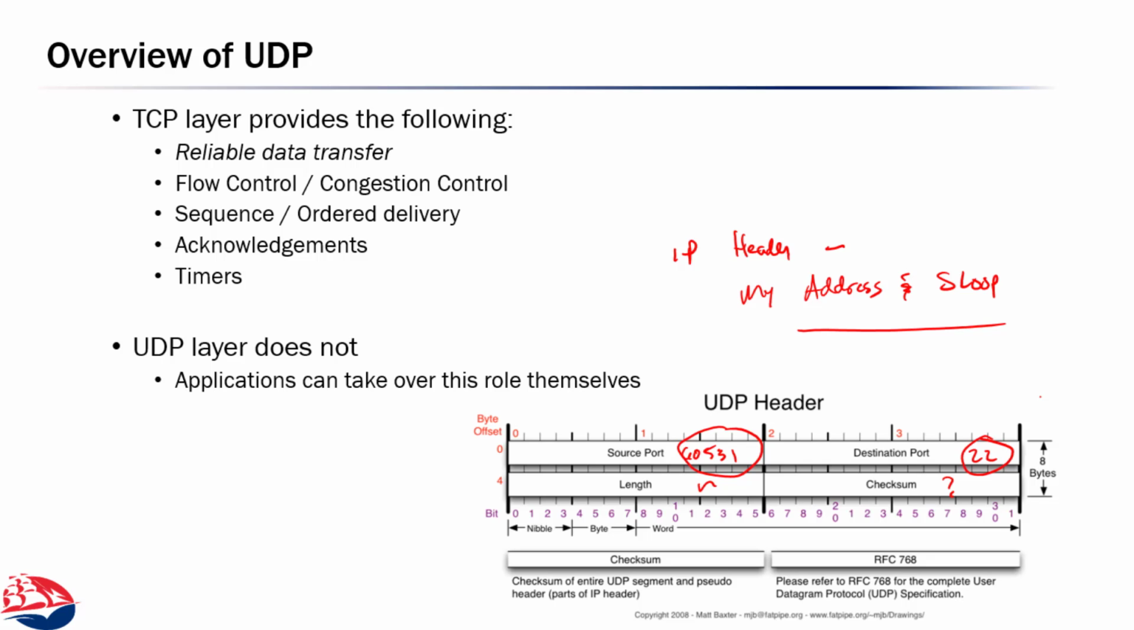I might have two SSH connections open on Sloop at the same time. If that were the case, I would have one port number for one and a different port number for the other, but they're both going to go to Sloop's port 22. By reusing the destination port, I can actually have multiple connections to the same remote server.